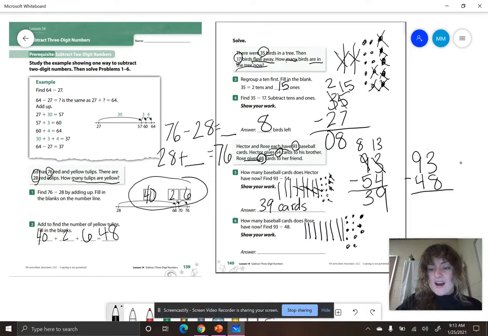So now I have 13 ones. It's not 3 ones anymore, 13 ones and 8 tens. Still 93, just shown in a different way. Now I'm going to take away 8 ones. 1, 2, 3, 4, 5, 6, 7, 8. How many ones do we have left? We have 5 ones. And then I go to my tens place, and I'm going to take away 4 tens. 1, 2, 3, 4. How many tens are left? 4 tens. So how many cards does Rose have left? She has 45 cards.